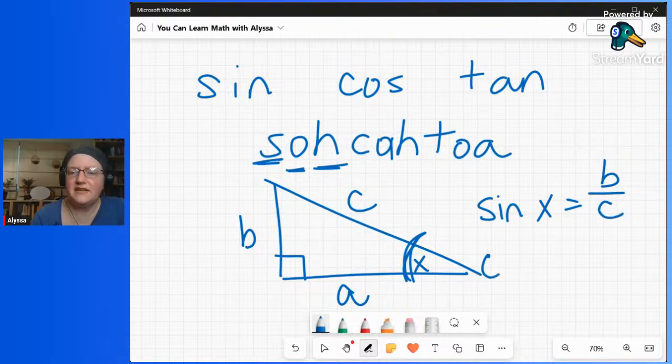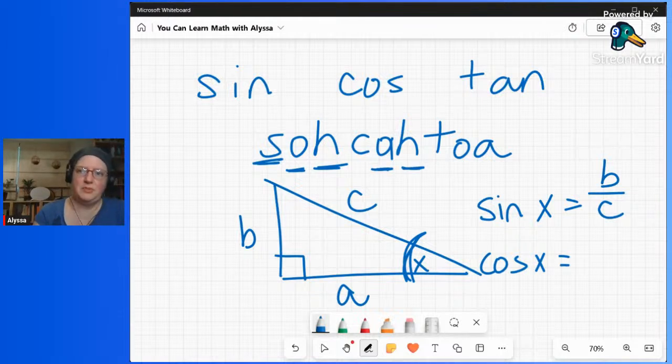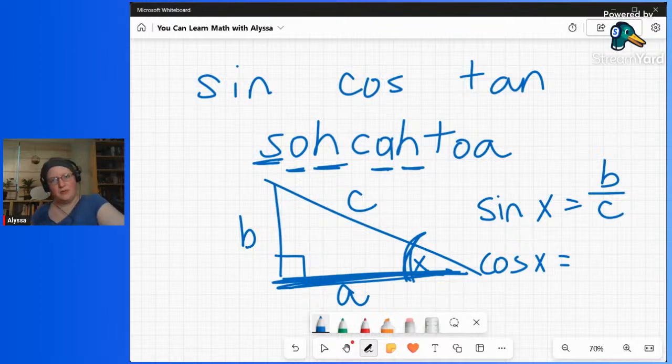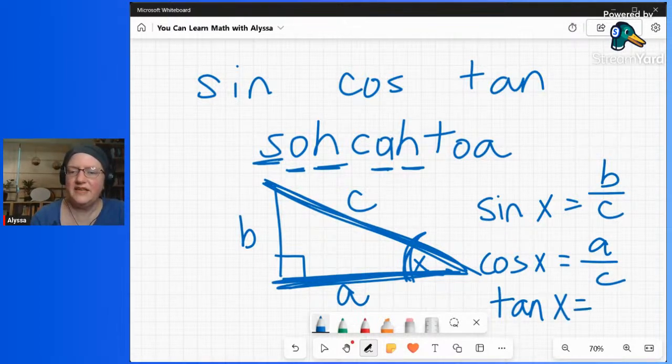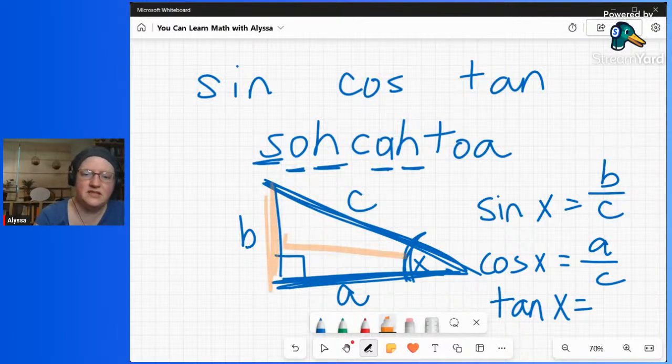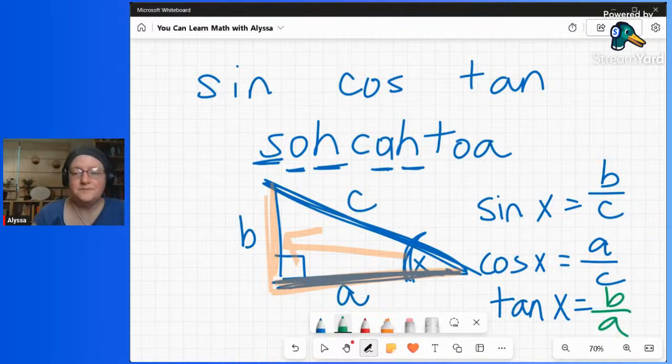Then we have the cosine, the ka part of this. So SOHCAHTOA. So the cosine of X is adjacent over hypotenuse. The adjacent is the side that's right next to the X, like bumping elbows with it. It's adjacent to it over the hypotenuse. So A over C. And then the tangent of X is going to be the opposite over the adjacent. So that opposite side, the one it's looking at across the table, over the adjacent side. So that's B over A.